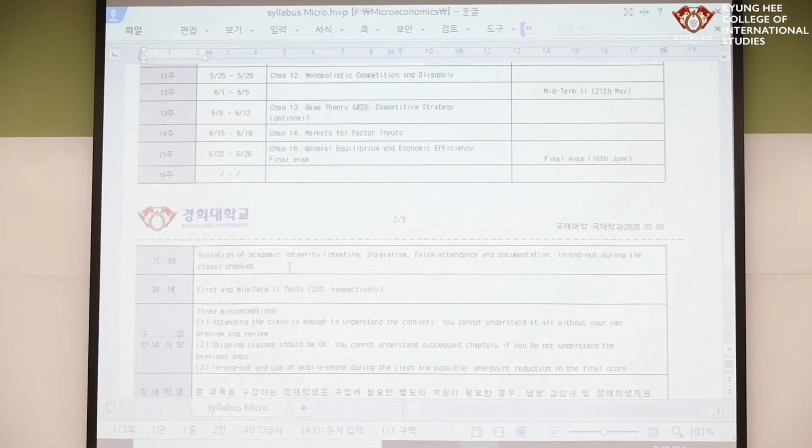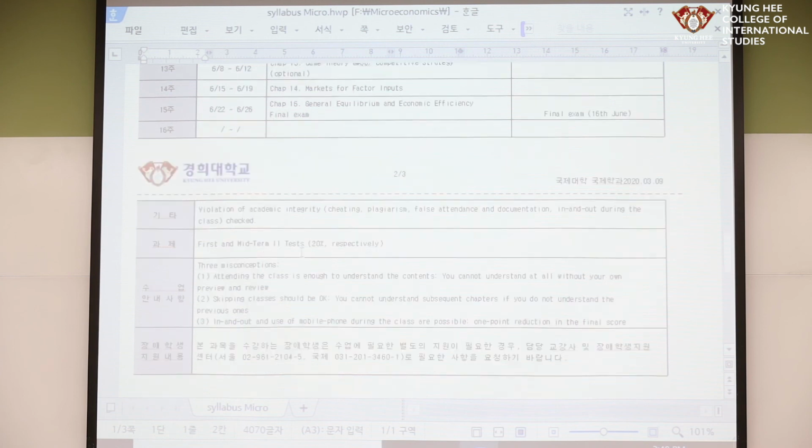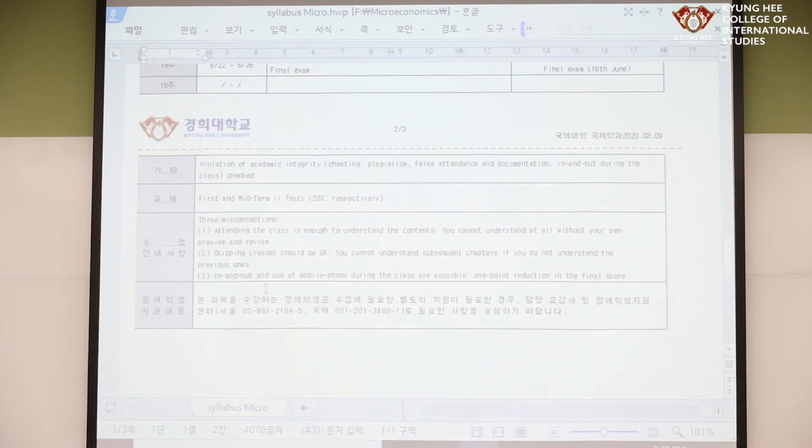Others: violations of academic integrity, cheating, plagiarism, false attendance, and false documentation will be checked. And there are 3 misconceptions.